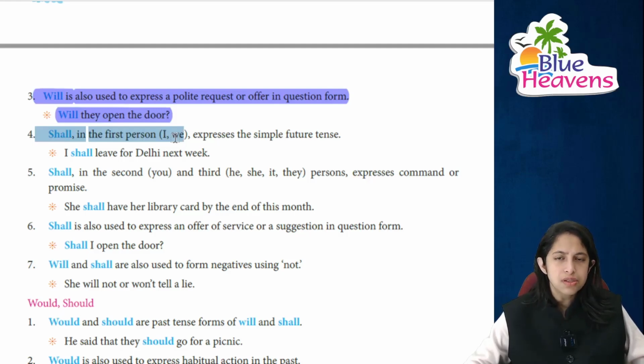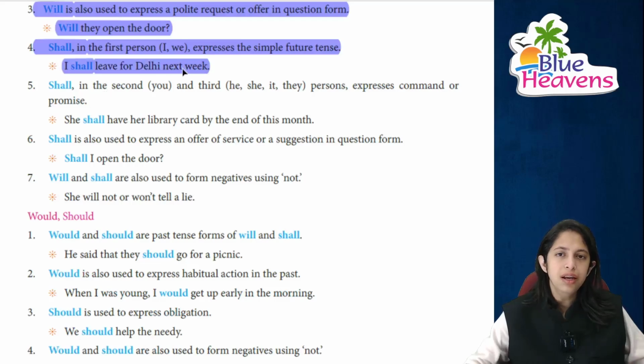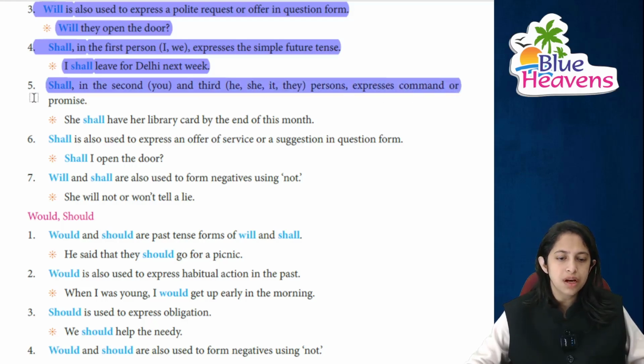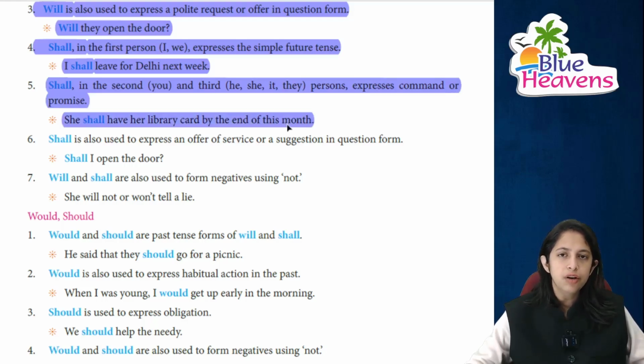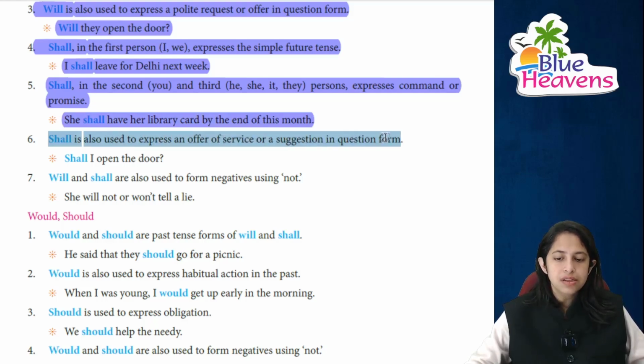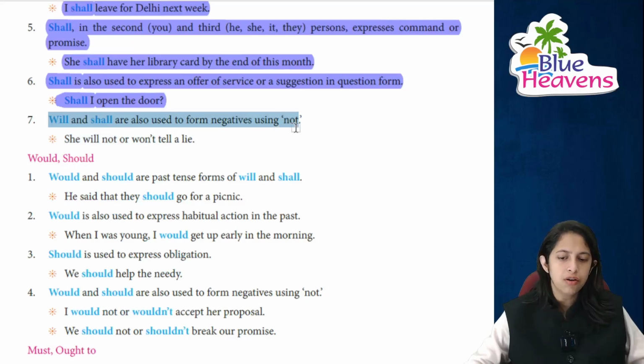Shall in the first person, I or we, expresses the simple future tense, जैसे I shall leave for Delhi next week. Shall in the second person, you, and third person, he, she, it, they, expresses command and promise. She shall have her library card by the end of this month. Shall I is used to express an offer of service or suggestion in question form. Shall I open the door, क्या मैं आपके लिए दरवाजा खोल सकता हूँ. Will or shall are also used to make negatives by using not, like she won't or she will not tell a lie, right.